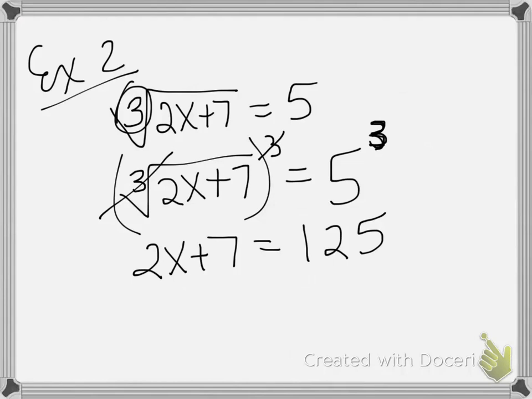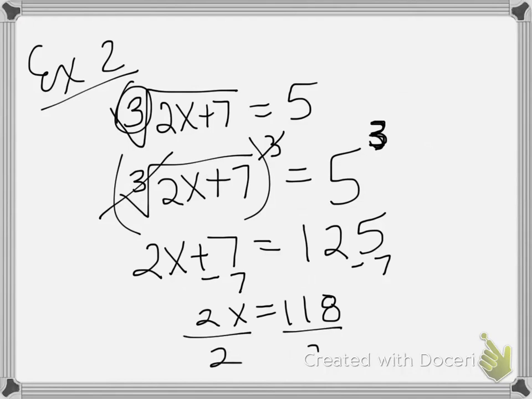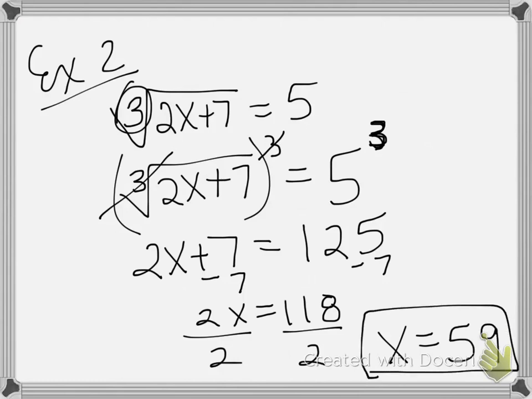Now from here it's simply solving for x. Subtract 7, so 2x equals 118. Divide by 2. So x is going to equal 59. So if I take 2x plus 7 cube rooted and it equals 5, then my x value has to be 59.